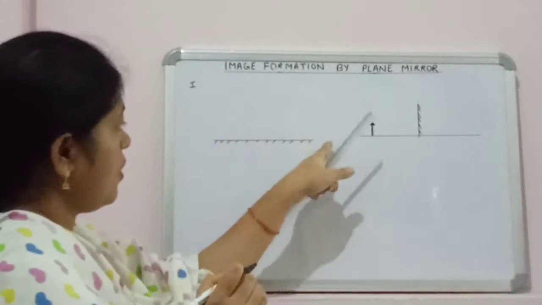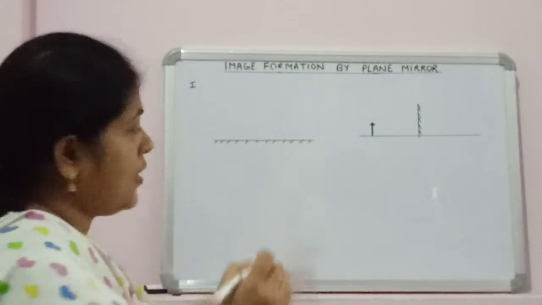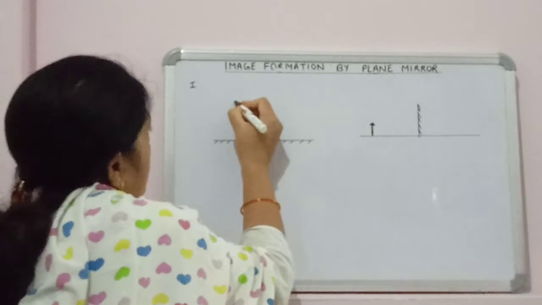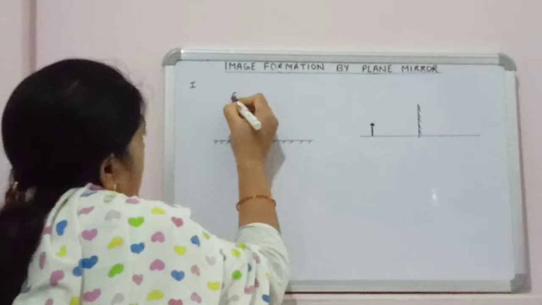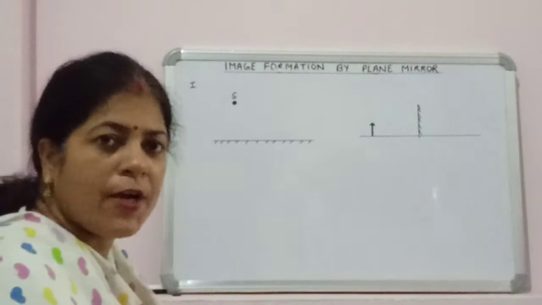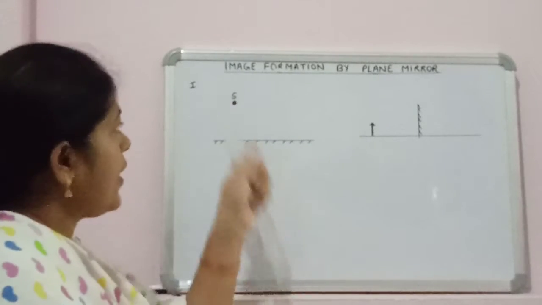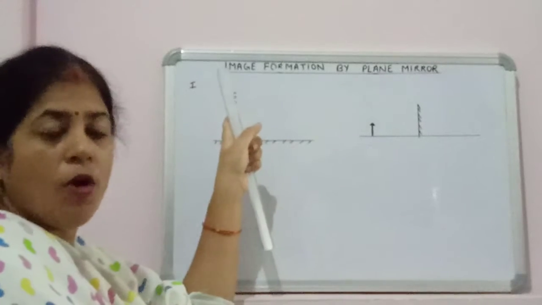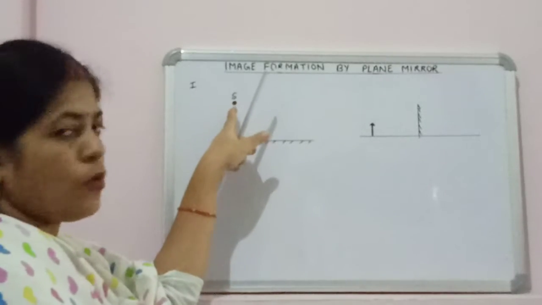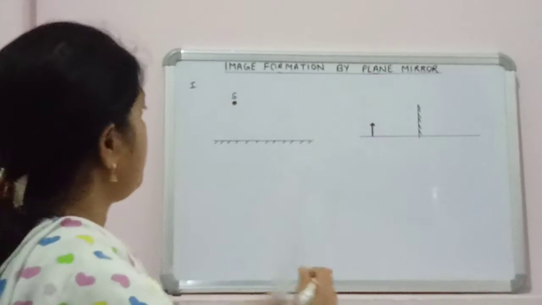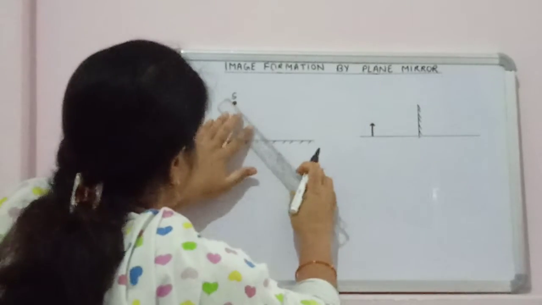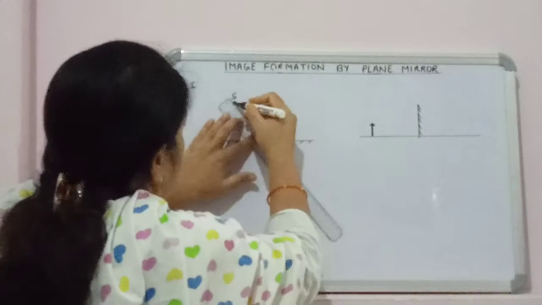Let us take the first type. Suppose the mirror is placed like this and a point source S is placed in front of the mirror. It is acting like an object. So this is the source of light which is emitting light, and the rays of light are falling on the mirror surface.